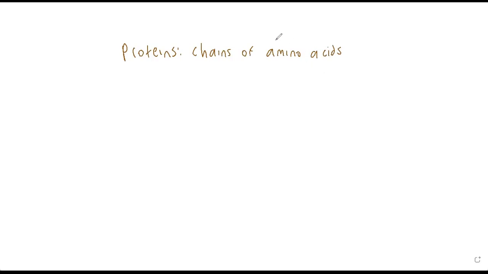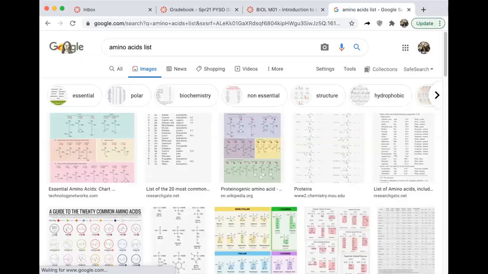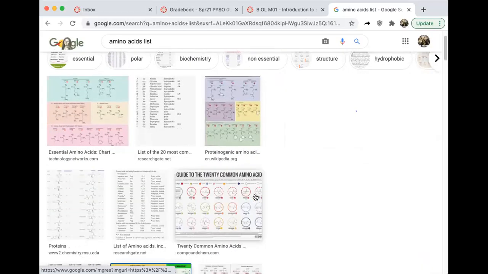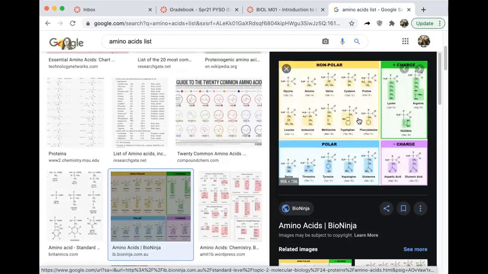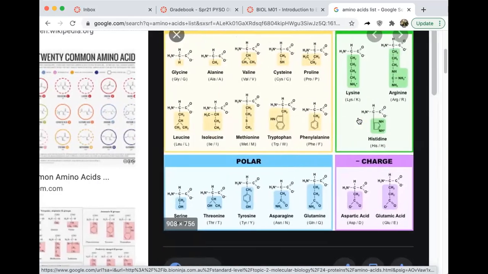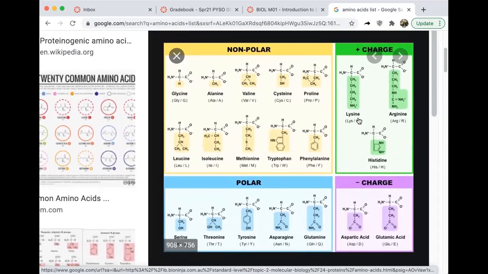It's very interesting. We actually have 20 odd amino acids. Let me go ahead and show them to you. Okay, so I'm going to go ahead and show you this here. These are the characteristics of all the amino acids that make up proteins.